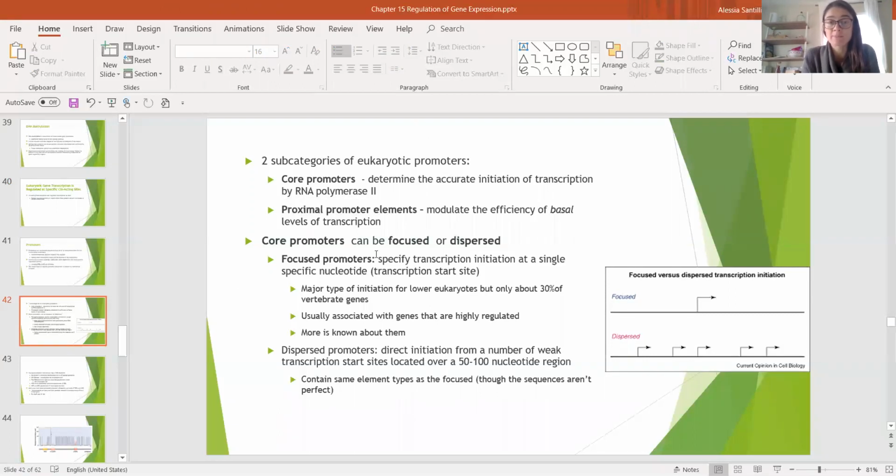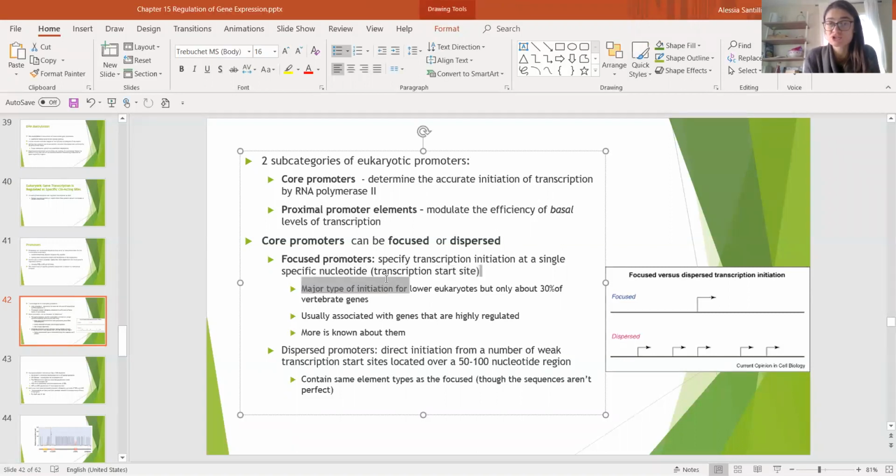Focused promoters are the ones that specify transcription initiation at a single specific nucleotide, which is called the transcription start site, that +1 that I always write. It's a major type of initiation for lower eukaryotes, but not as many vertebrate genes are found under the control of the focused promoter, about 30% of them. Usually it's associated with genes that are very highly regulated, that have a lot of different components to their regulation.